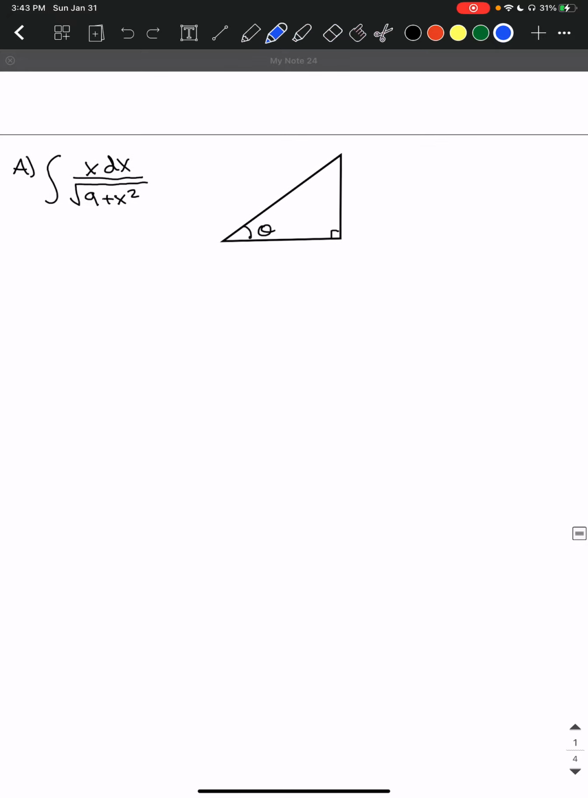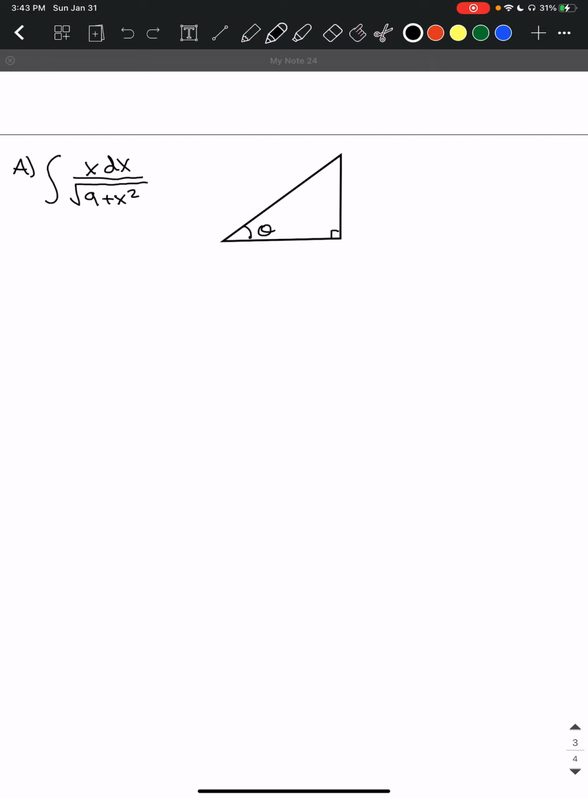So we have this problem here, the integral of x dx over the square root of 9 plus x squared. And we've seen integrals like this before, and we can actually do them without using trig sub, right? So I have an x squared here, and I have an x here. So this is a simple u-substitution problem. But I want to show you how we can solve it using trig sub. And we'll get in the habit of doing it this way in the future.